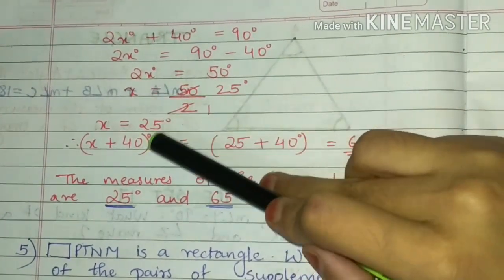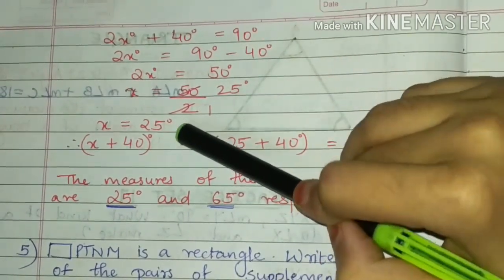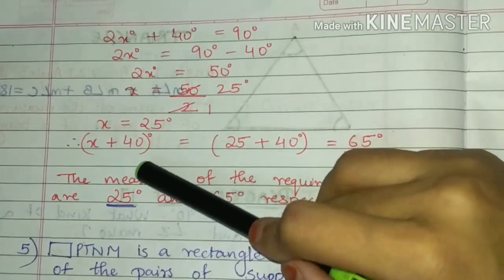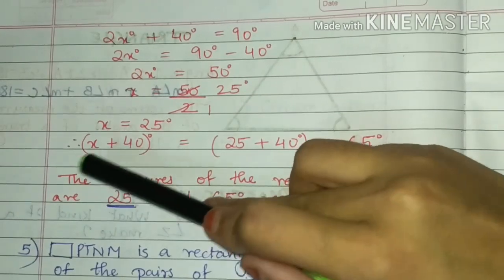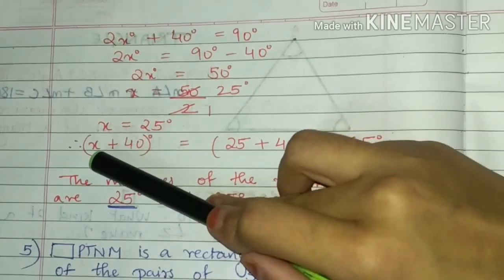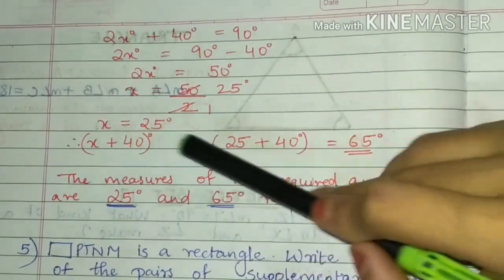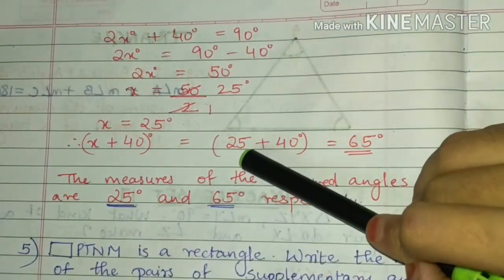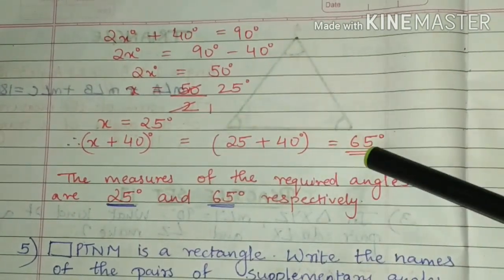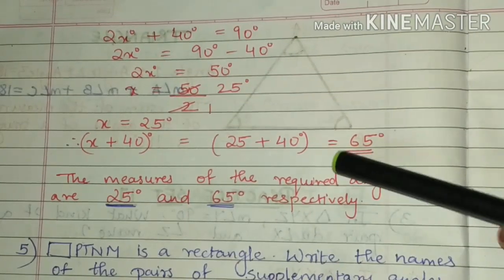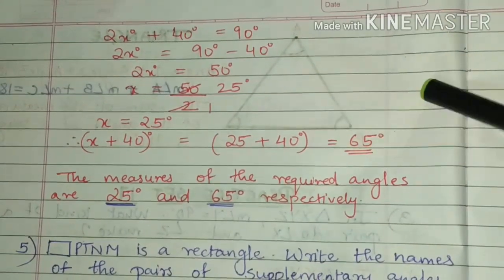So x is how much? 25 degree. It means the smaller angle is 25 degree. Then we will find the greater angle. We know that the greater angle is x plus 40, meaning 40 more than the smaller angle. So x plus 40 degree equals, we know x now, x is 25 degree plus 40, how much? 65. So the two angles which make a complementary pair were 25 degree and 65 degree.